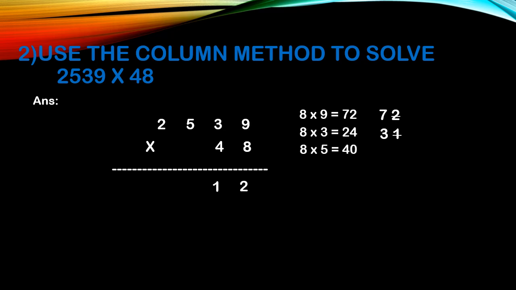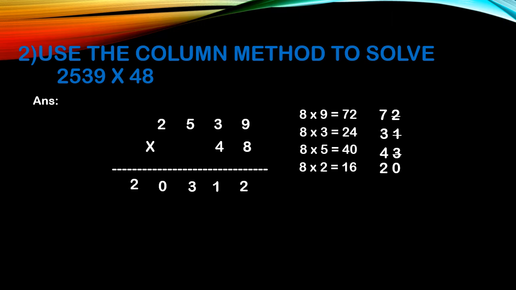Okay, then 8 5s are 40. Then 40 plus 3, we have to regroup. Okay, 40 plus 3, 43. Then we have to write 3 here. Then we have to multiply 8 2s are 16. Then 16 plus 4, 20.